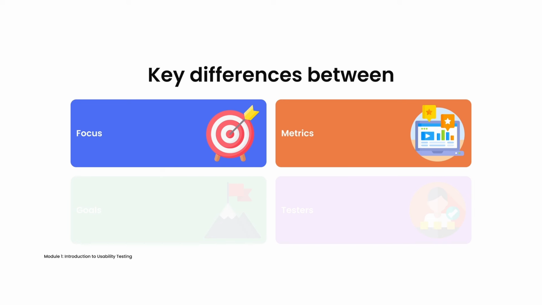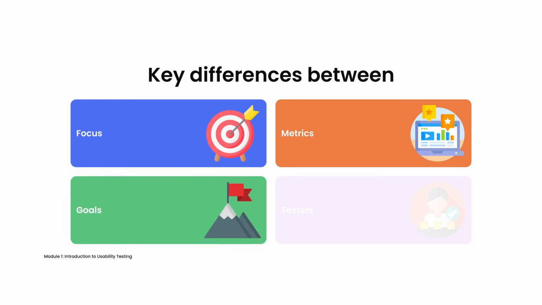Metrics. In usability testing, you'll often measure quantitative data like task completion times, error rates, and success rates. UX testing may include these metrics, but also gathers qualitative data such as user feedback and emotional responses. Goals. Usability testing aims to identify and resolve issues that hinder users from completing tasks efficiently. UX testing goes beyond that, striving to create a seamless and enjoyable experience from start to finish.